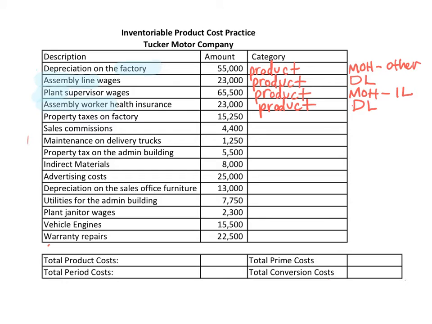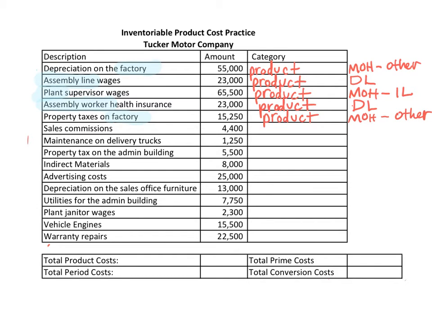Next, we have property taxes on the factory. The keyword here is factory. Because these taxes are for the factory, we know that they are a product cost. Specifically, costs that relate to the entire production facility go into manufacturing overhead, into the category of other overhead.